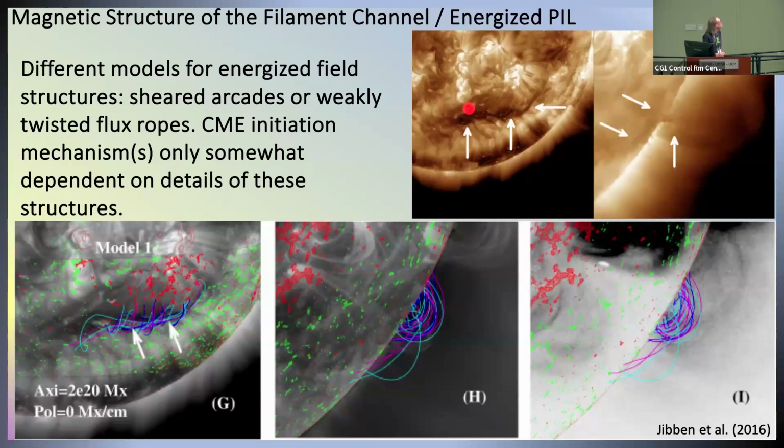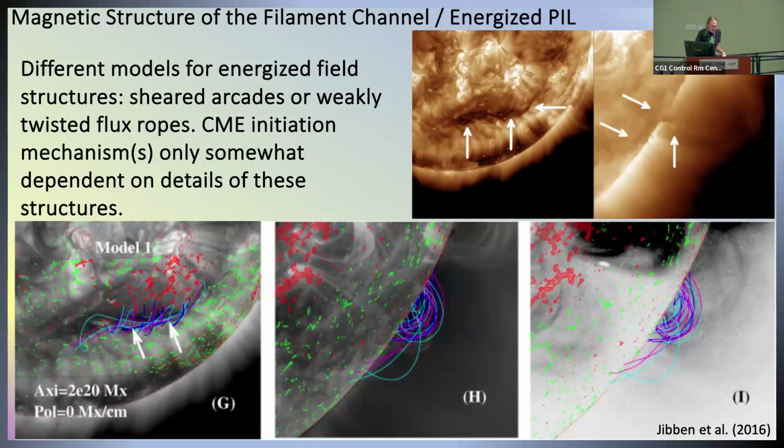And so this is cool plasma, but why it's interesting and why these are related to CMEs is not because the plasma is cool up above these polarity inversion lines. It's because the magnetic field is so stressed that these field lines are parallel to the magnetic polarity inversion line.